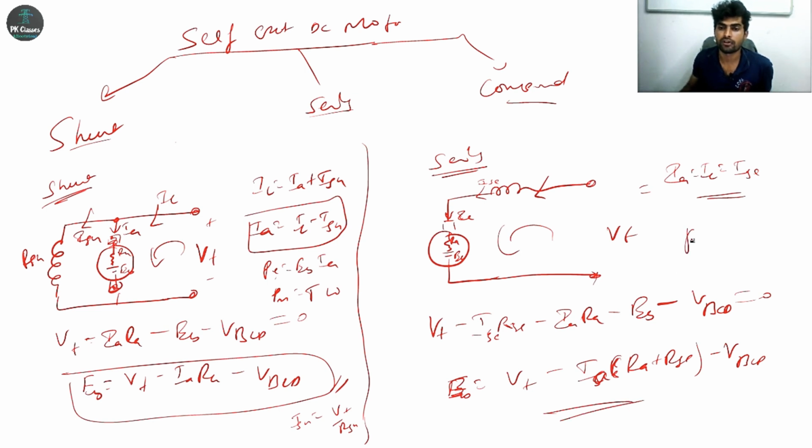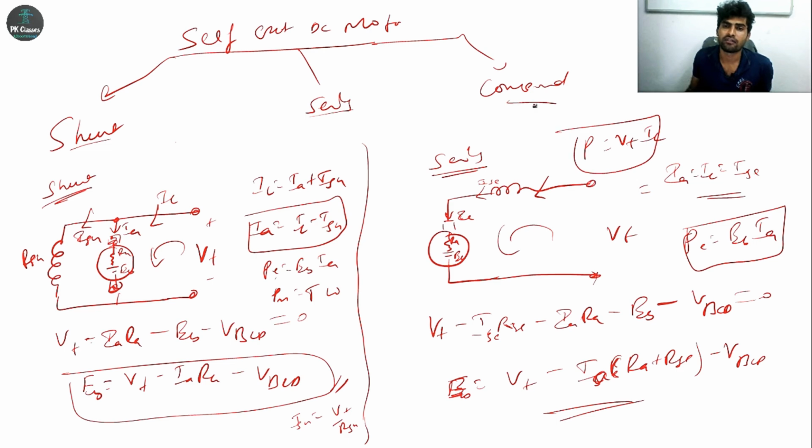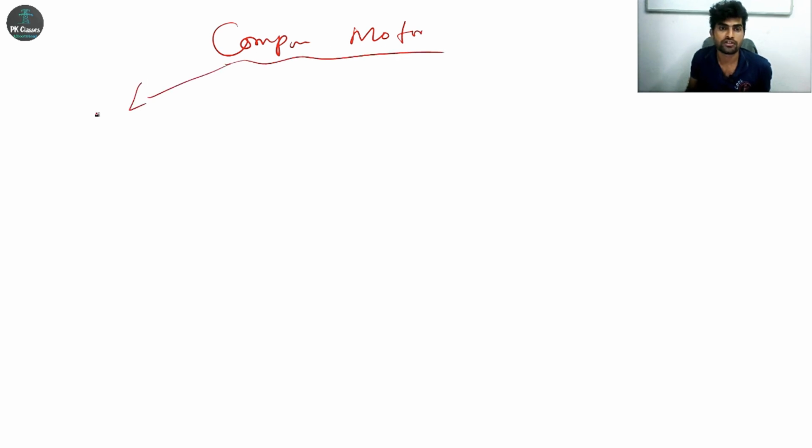And if you want to calculate power output, P is equal to EB into IA, right? And here the same current is flowing. And if you want to calculate input power, power is equal to VT into IL, okay? Here also the same, input power is VT into IL, right? Next, compound motor, short shunt, long shunt.